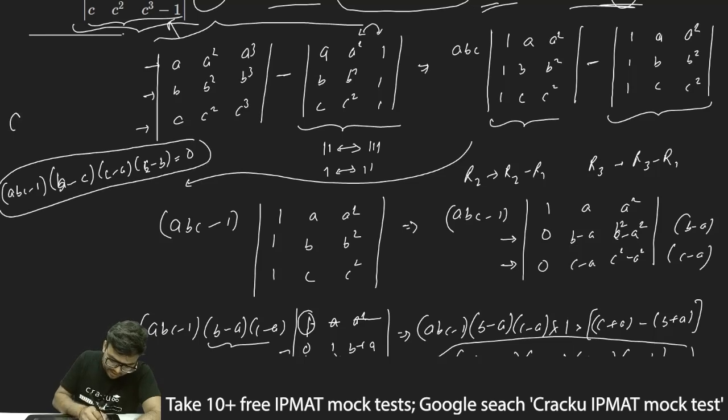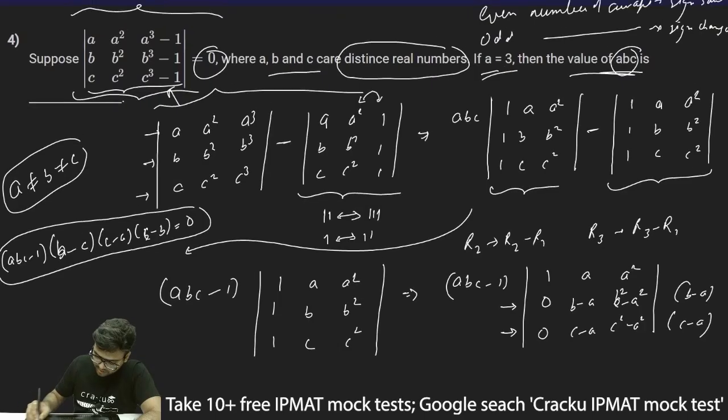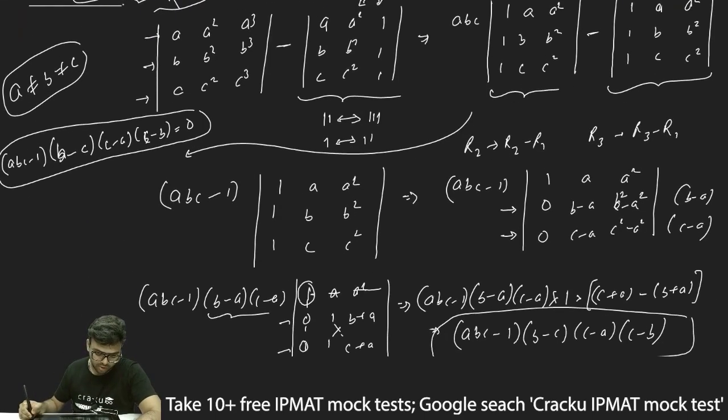Now it is given that a is not equal to b is not equal to c, because a, b, c are given as distinct real numbers. So a not equal to b not equal to c. So can b minus a be equal to 0? No. b minus a can be 0 only when b is equal to a. Can c minus a become 0? No. c minus a will be 0 only when c is equal to a, and c minus b will be 0 only when c is equal to b, but a, b, c are all different.